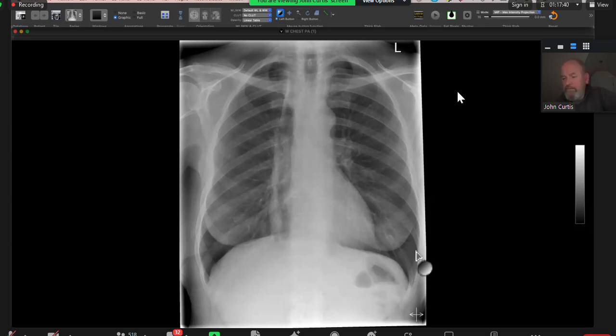Could it be anything else? The bronchus is central, so I don't think it could be that. Have a look at the sixth rib on the right. Sixth rib, 1, 2, 3, 4. Look at the sixth posterior rib on the right. Okay.